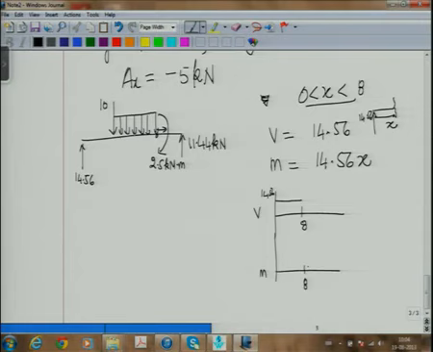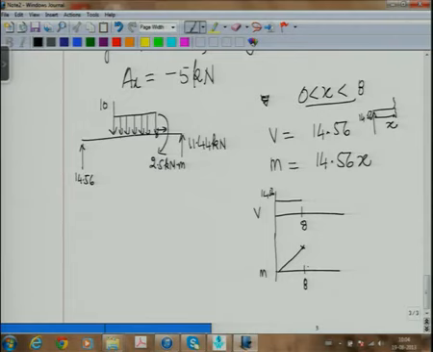What about the bending moment? Bending moment starts from 0 and then it becomes 14.56 x. So that means the bending moment will go like a straight line starting from 0, and this is 14.56 x. So this value, if we need, we can work it out, 14.56 multiplied by 8. Is this clear? So this is the first part.